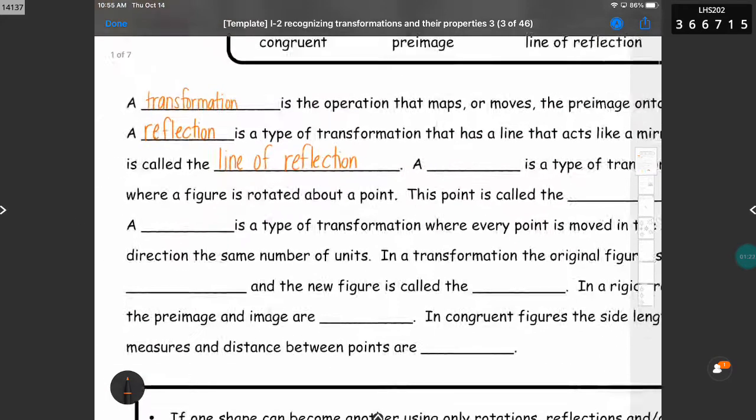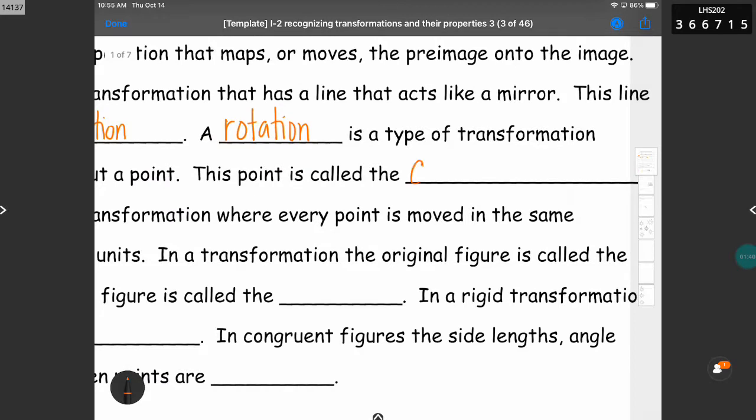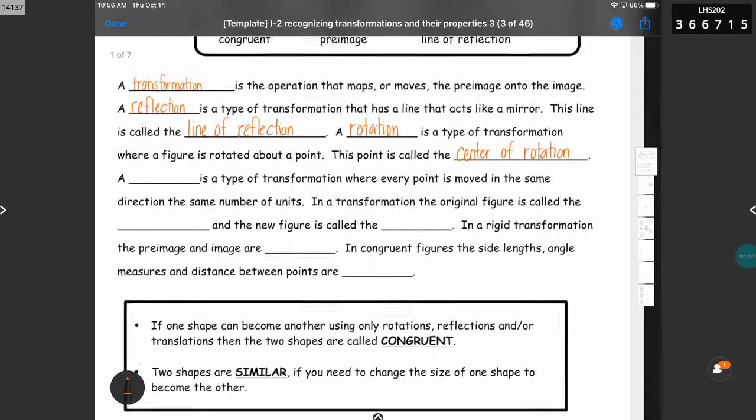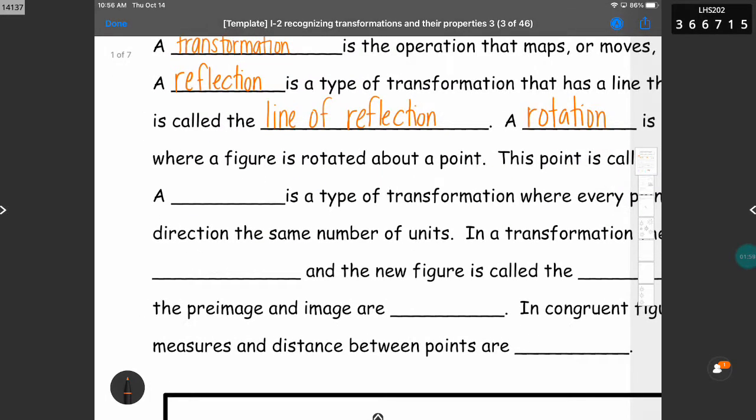A rotation is a type of transformation where a figure is rotated about a point. This point is called the center of rotation. A translation is a type of transformation where every point is moved in the same direction, the same number of units. This is a translation.